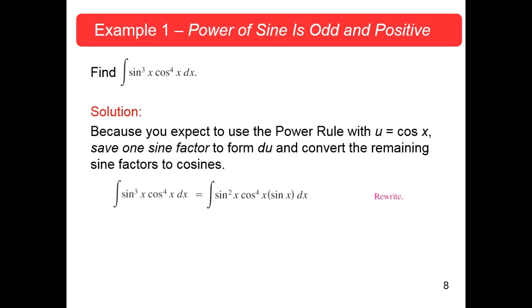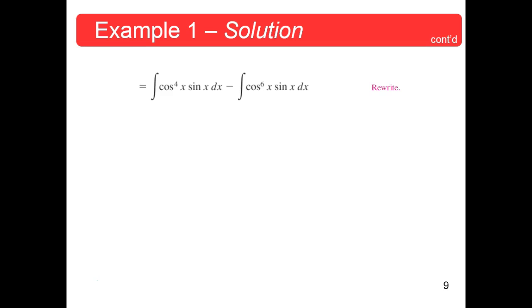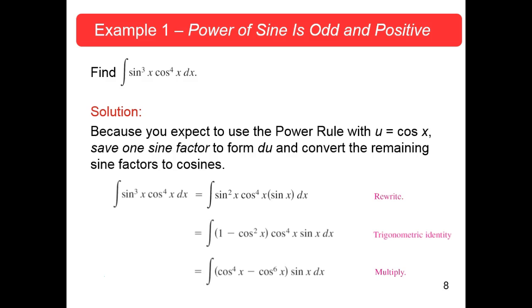So one of these went with the dx. Now, that sine squared, we want in terms of cosine because that's which way we're heading. So that makes it 1 minus cosine squared, because that's what sine squared is, times cosine 4th x times sine x dx. But then you multiply those together, and that's cosine 4th x minus cosine 6th x times sine x dx. So you just distribute the cosine 4th across both of those. Now we've got everything in terms of cosine except that one single sine, which is the derivative of cosine. Negative, of course.